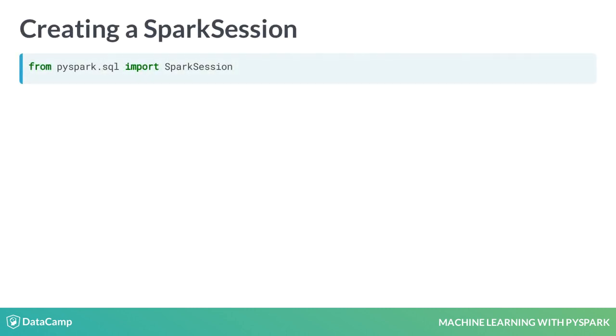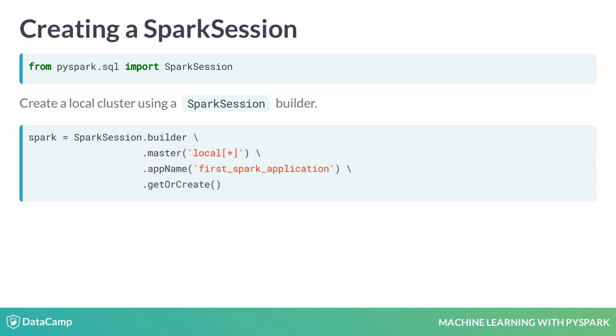You connect to Spark by creating a SparkSession object. The SparkSession class is found in the pyspark.sql submodule. You specify the location of the cluster using the master method. Optionally, you can assign a name to the application using the appName method. Finally, you call the getOrCreate method, which will either create a new session object or return an existing object. Once the session has been created, you're able to interact with Spark.